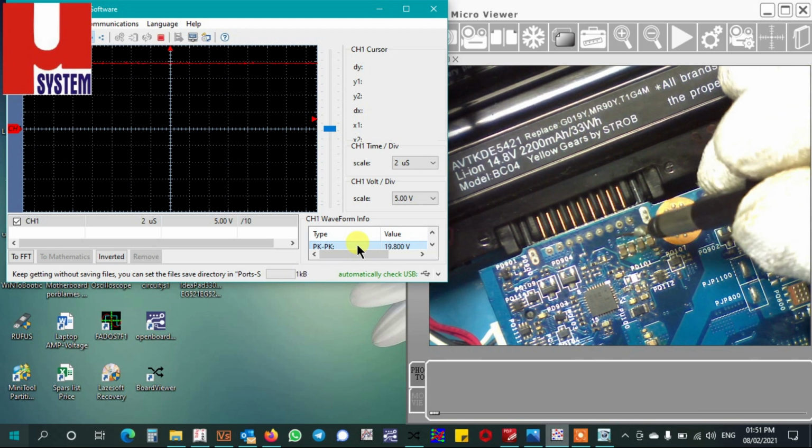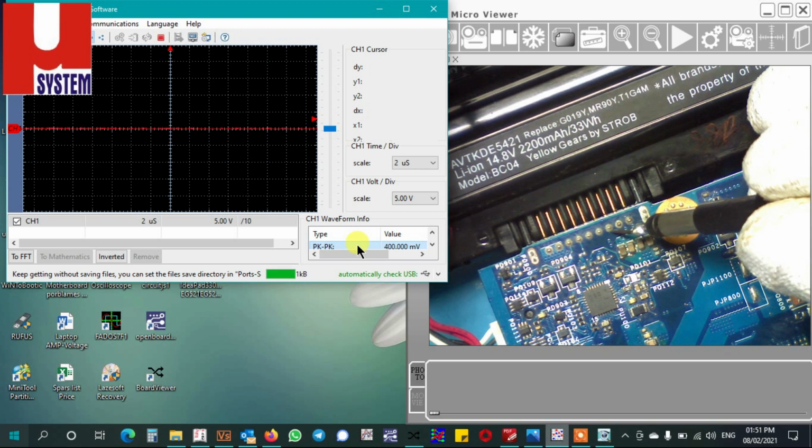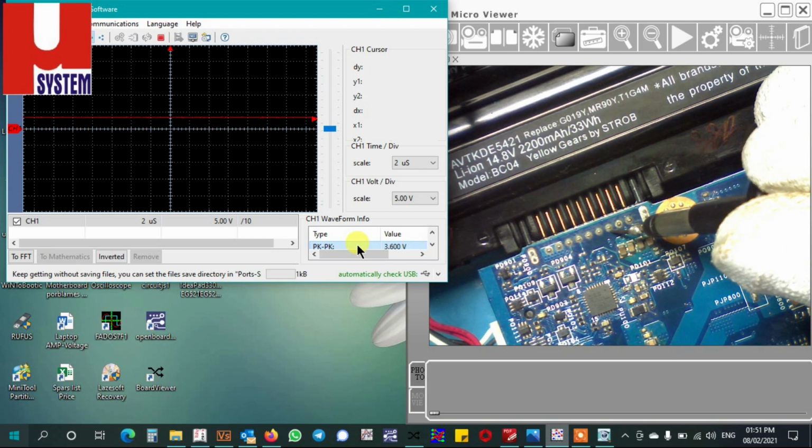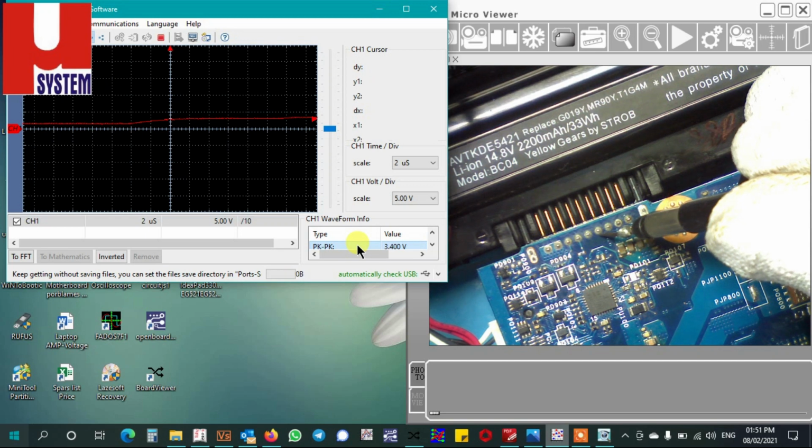Now we will check the pins of the battery. This is another pin, which is the data communication pin. You can see 3.3 over here. This is the second pin. Here you can see some type of graph and it's showing 3.6 volt. This is the SCL and SDA data coming out.